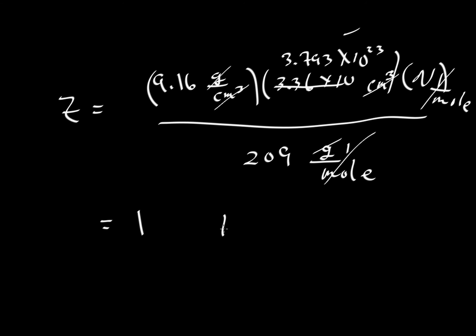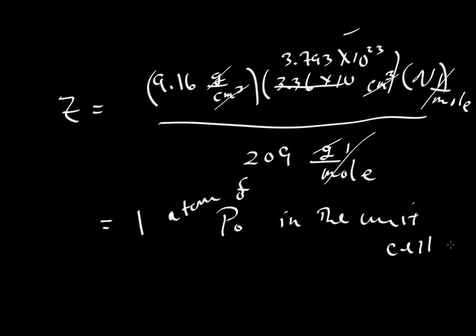So it means that for polonium in its simple cubic configuration, we only need 1 atom of polonium in our unit cell. How could that be? Couldn't we take 1 atom and distribute it in any number of ways and make any kind of pattern, right? Couldn't we take 1 atom of polonium and make this kind of pattern and then this kind of pattern? Or could we take 1 atom and make this kind of pattern? Well, the answer is no.